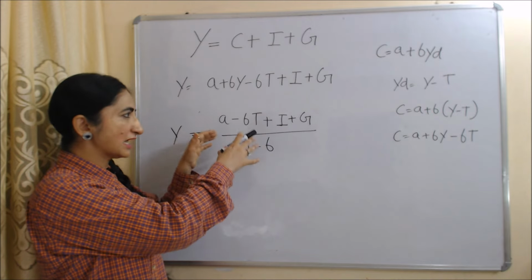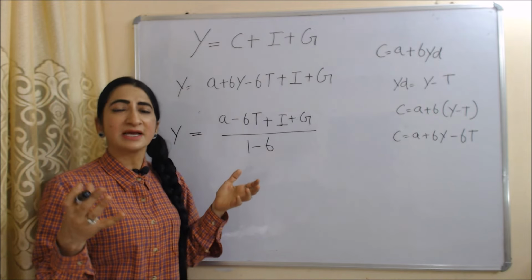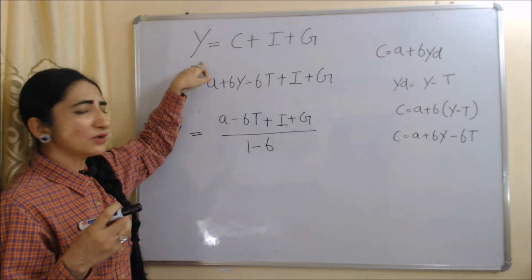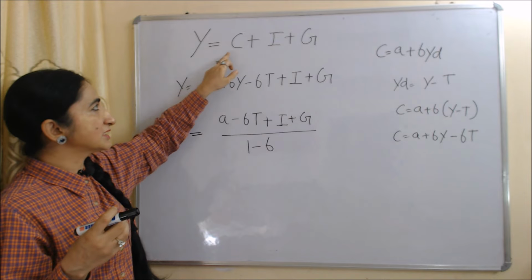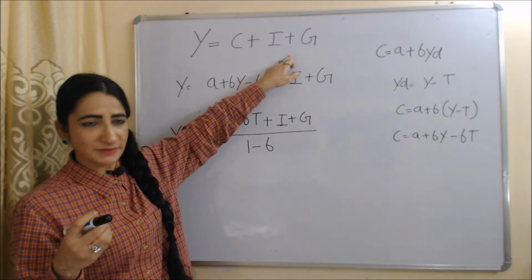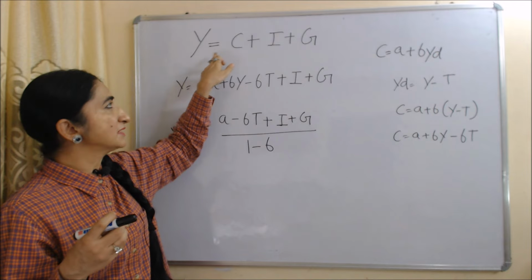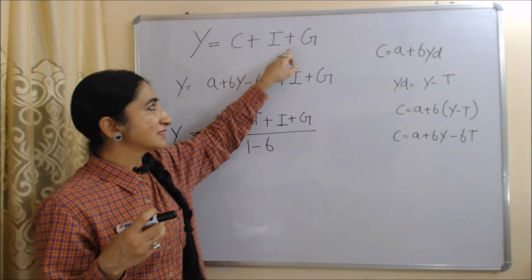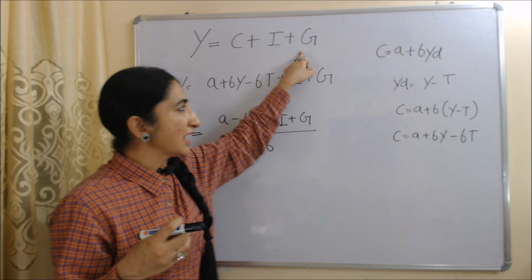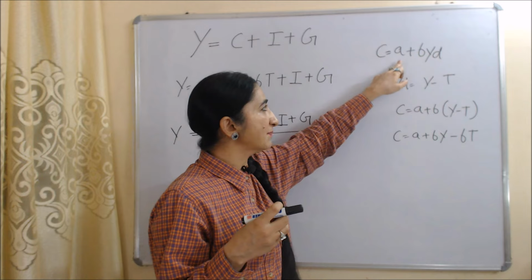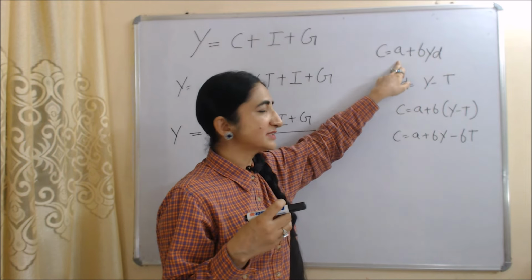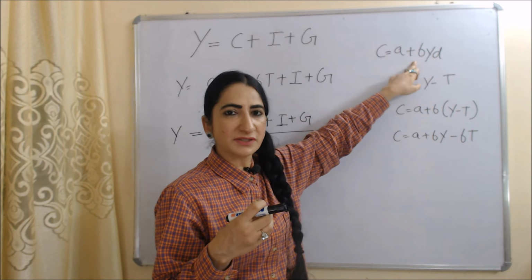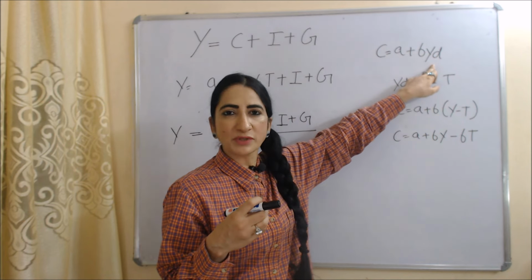First of all, with the help of this equation, we will calculate tax multiplier and government expenditure multiplier. As we know, in closed economy, Y is equal to C plus I plus G. Here Y is our national income, C is consumption expenditure, I is investment expenditure, G is government expenditure. As we know, C is equal to A plus BYD. A is autonomous consumption, B is the marginal propensity to consume, and YD is disposable income.